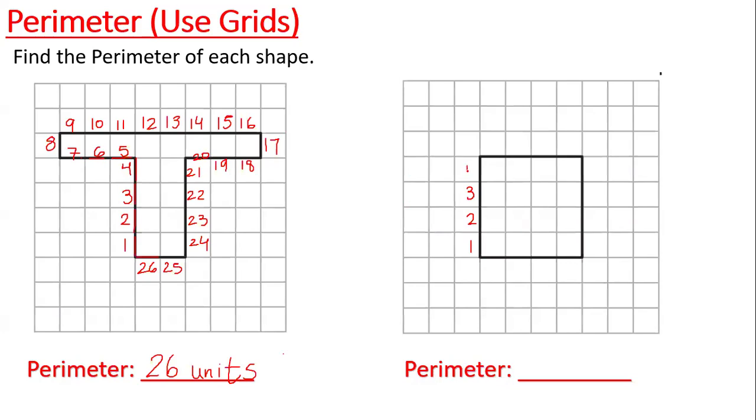And this is four. Five. Six. This is seven. This is eight. This is nine. This is 10. This is 11. This is 12. This is 13. This is 14. This is 15. And this is 16. So the answer here is definitely 16 units.